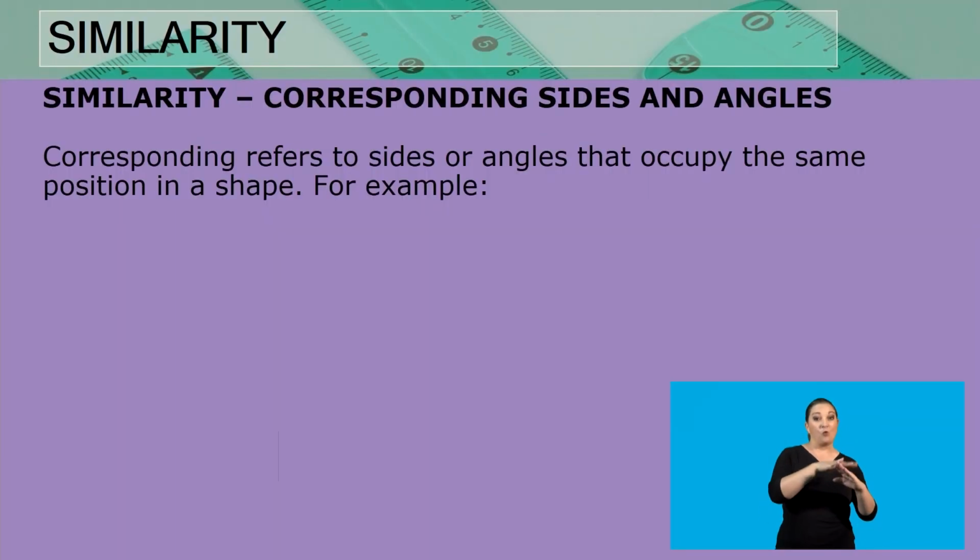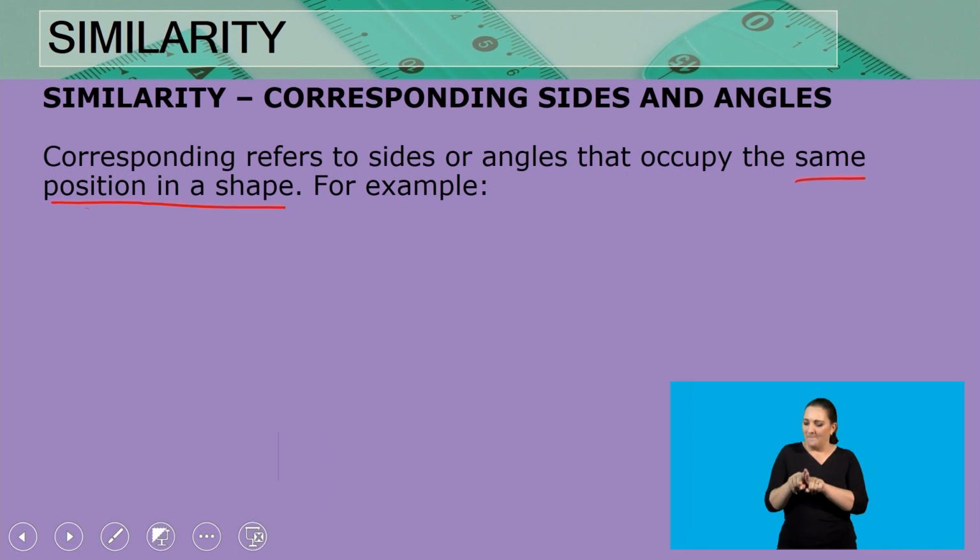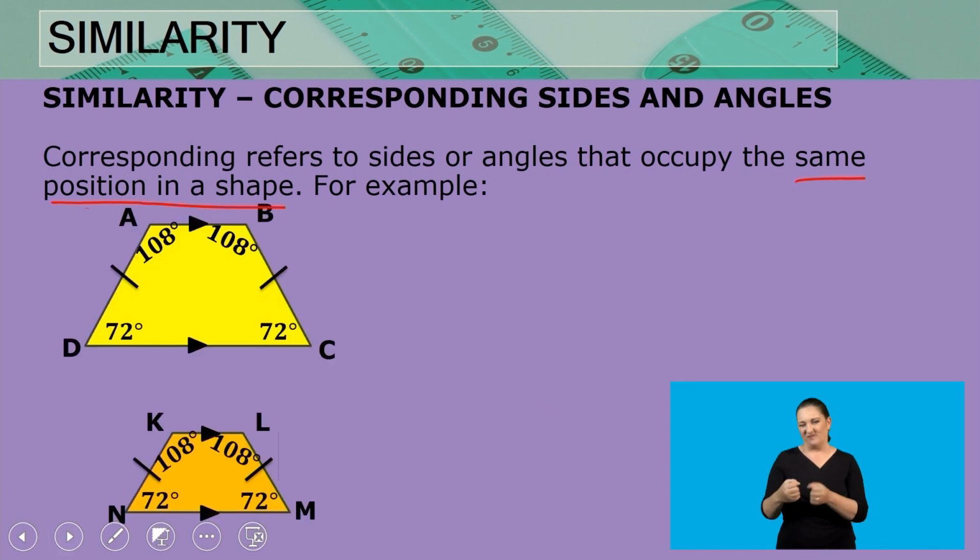So when we are looking at similarity, we also look at the corresponding angles and the corresponding sides. Let's see what we mean by that. Corresponding refers to sides or angles that occupy the same position in a shape. Let's look at a few examples.